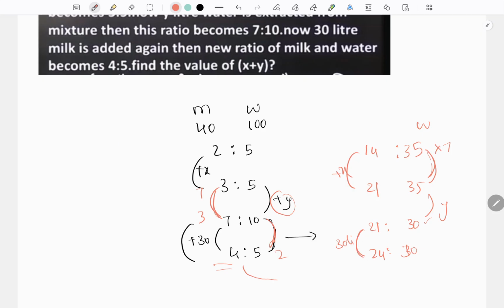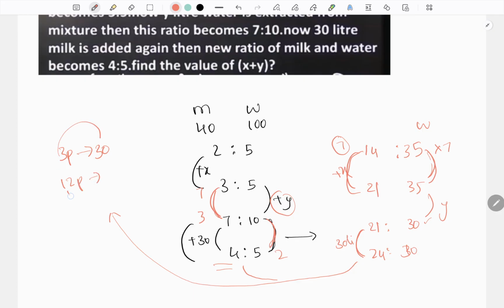21 to 24, 3 parts. See here I am writing that 3 parts is nothing but 30 liters. Now x plus y they are asking. See, 14 to 21, how many parts? 7 parts. X is 7 parts. 35 to 35 parts. So 7 plus 5 total 12 parts. What is the value of 12 parts?